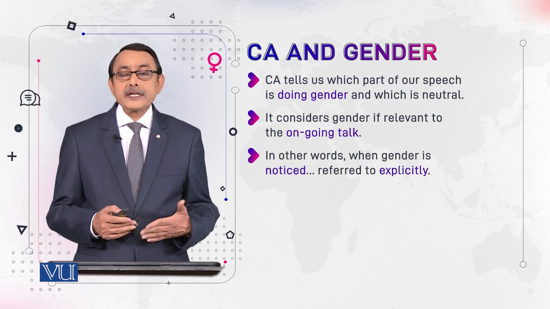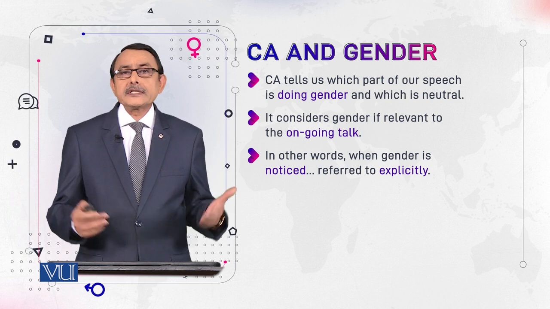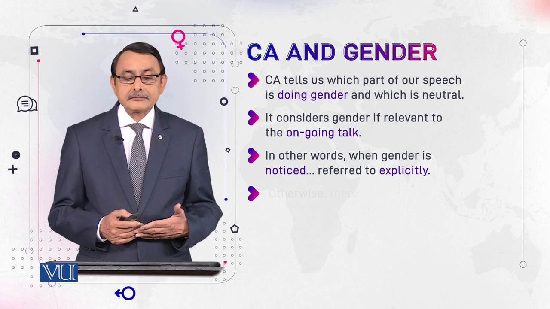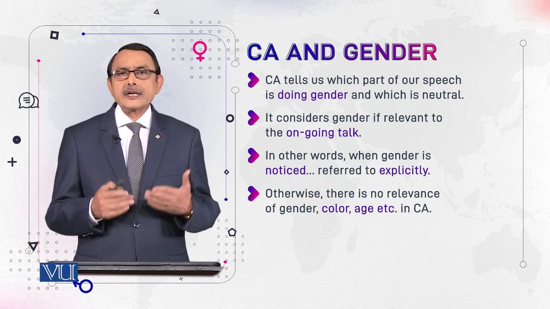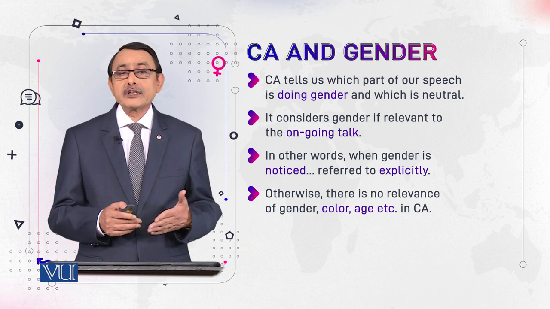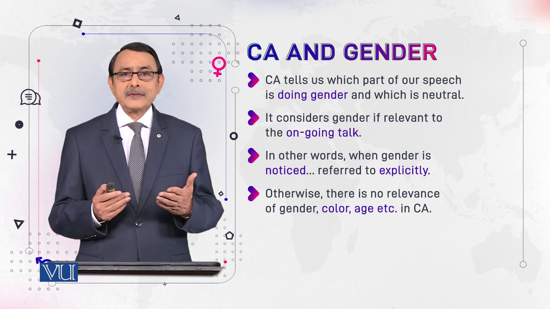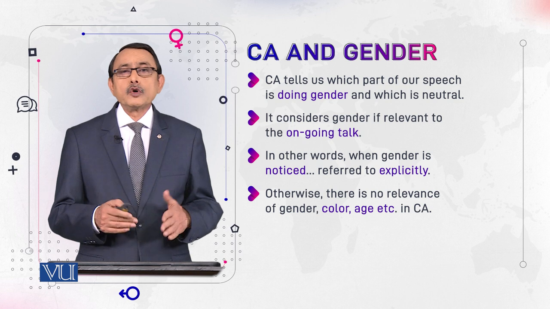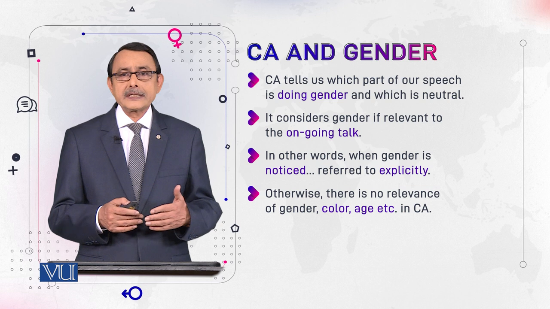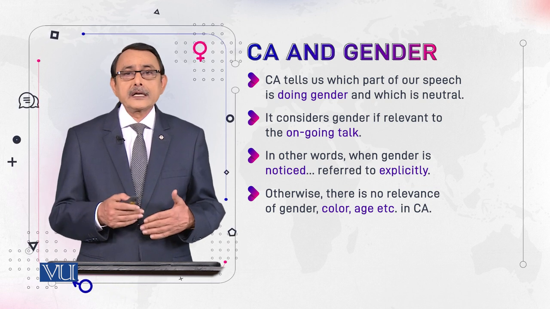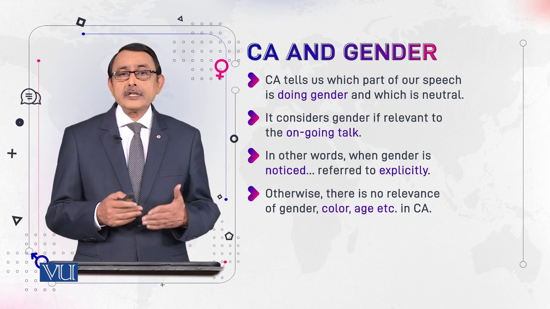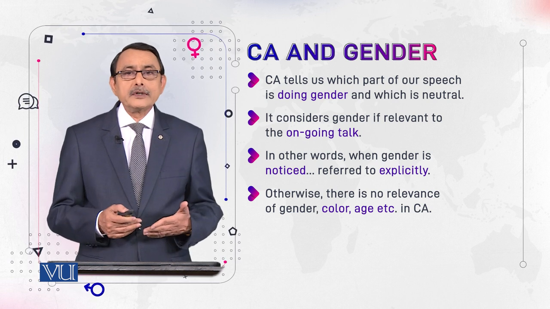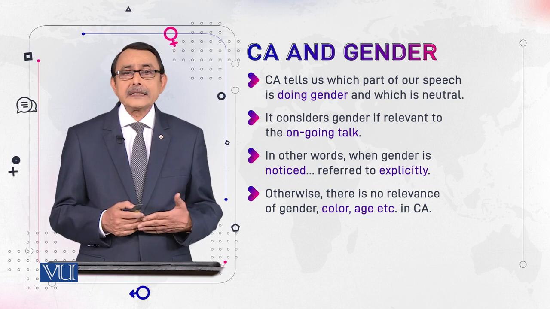In other words, when gender is noticed, referred to explicitly in the talk, then you can see that here CA has a relationship with gender. Otherwise, there is no relevance of gender, color, age, and other social categories like this in CA, because these things come in the background of the speakers. But in CA, this background has no role in deciding the meaning of social actions and conversational actions being co-performed by the communicants. However, when we see explicit reference to something that relates to gender, then gender is involved. Let's see in the following slides how this happens.